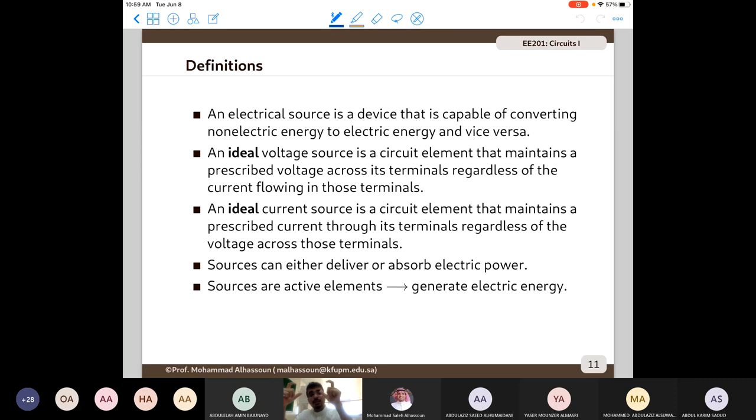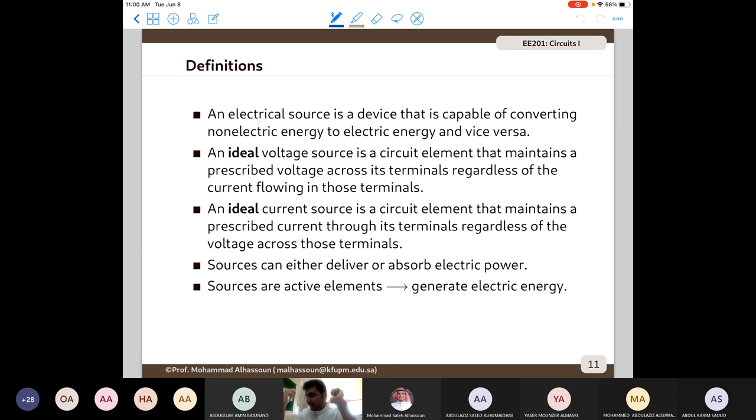Among these sources, there are the ideal voltage source and the ideal current source. So what do we mean by an ideal voltage source? First of all, it's ideal, so it doesn't exist in reality, unfortunately. An ideal voltage source is a circuit element that maintains constant voltage between its two terminals, no matter what the current flowing between these two terminals is. Meaning that if you have an ideal battery, say of 10 volts, it's going to stay 10 volts whether you connect it to a phone or to a house. So it's going to be exactly 10 volts. In reality, this is not the case.